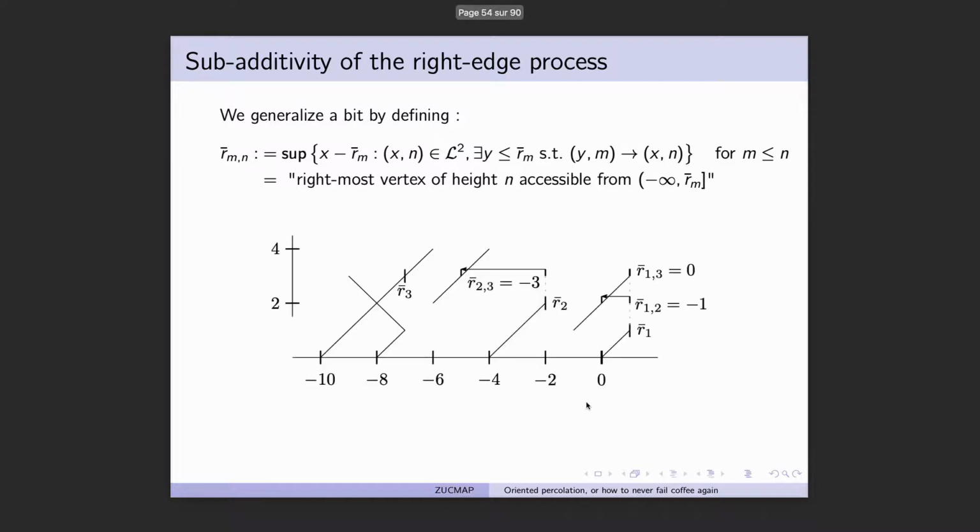This one is a bit harder to make sense of, but the way that you see it is, if you are at R_1 bar, you can say that you forget about what has happened below, and you restart the whole model from this height 1. Then R bar 1,2 would be exactly R_1 bar in this new model. So you go to the left and you go up once, and you meet this R_1,2, which is equal to minus 1. It's pretty much translating this R_1 bar to being the origin of a new model. Similarly, you have this R bar 2,3, which is minus 3 in this case.